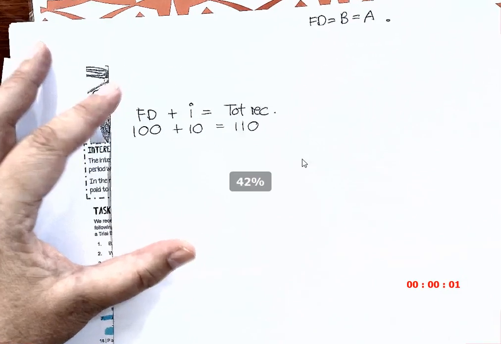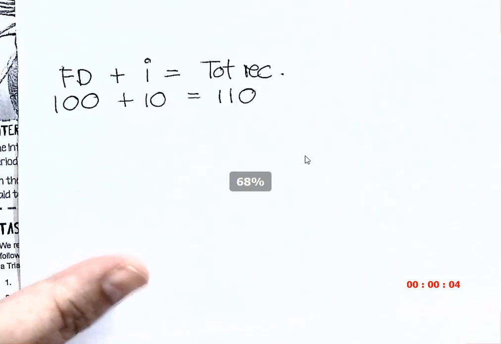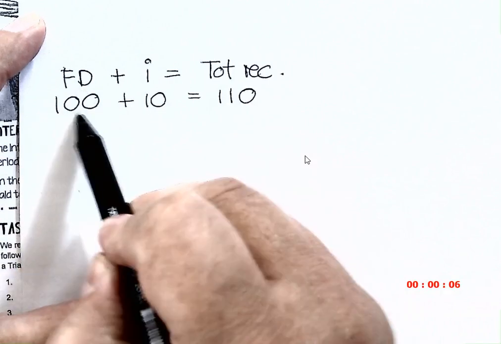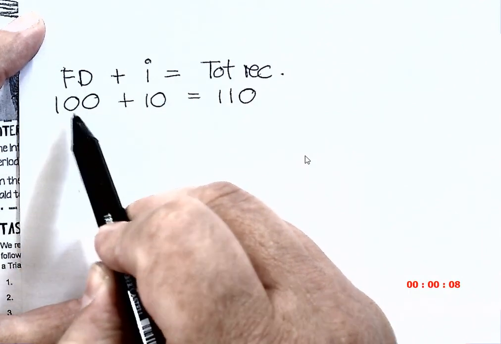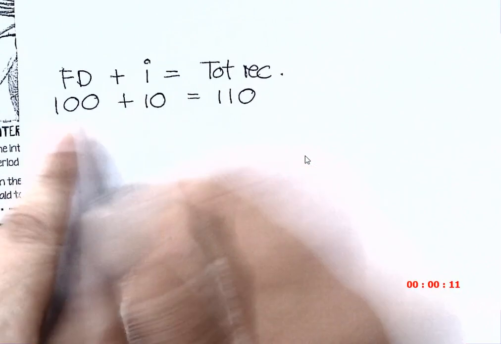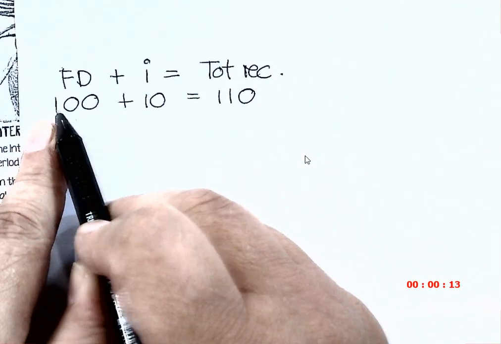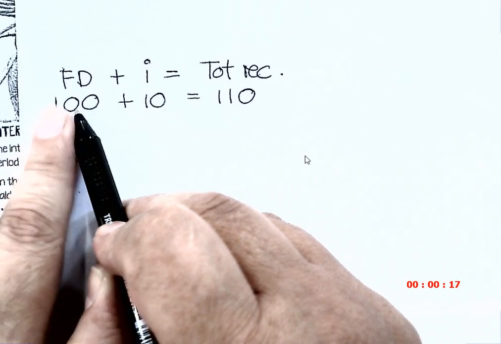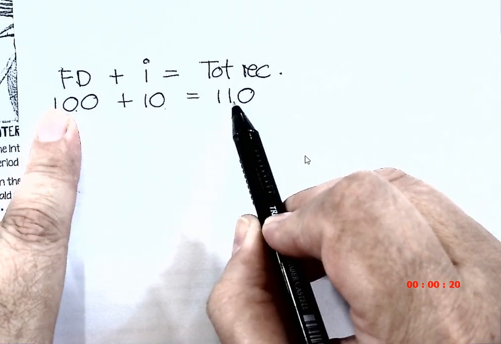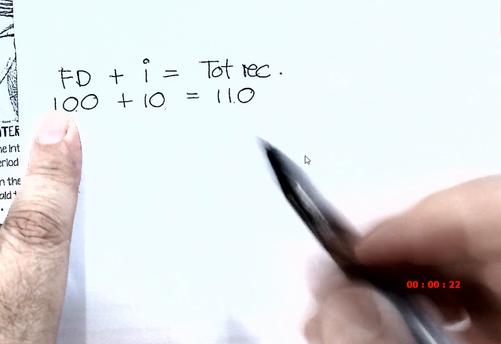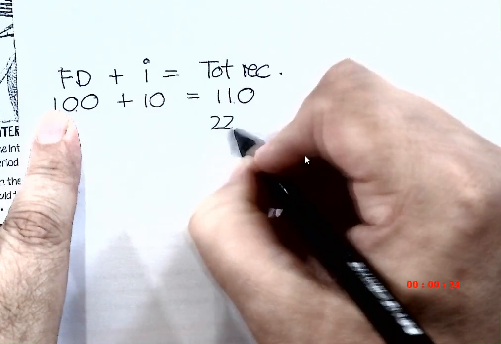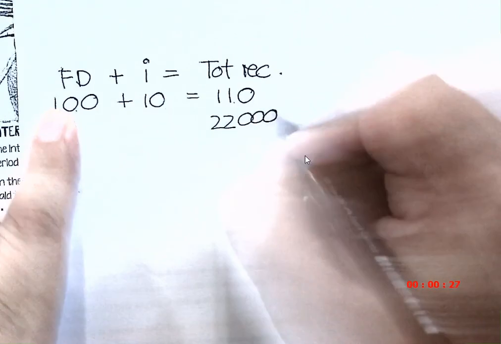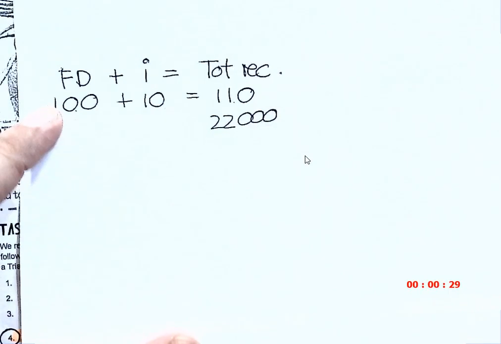Okay, so let's go through this again. My fixed deposit, I make 100%. Why? Because I calculate the interest on the fixed deposit. The interest is 10% on the fixed deposit, meaning in the end I received 110. They gave me the 110 because they say I received 22,000. Everybody with me? So now I'm going to do the UK method.